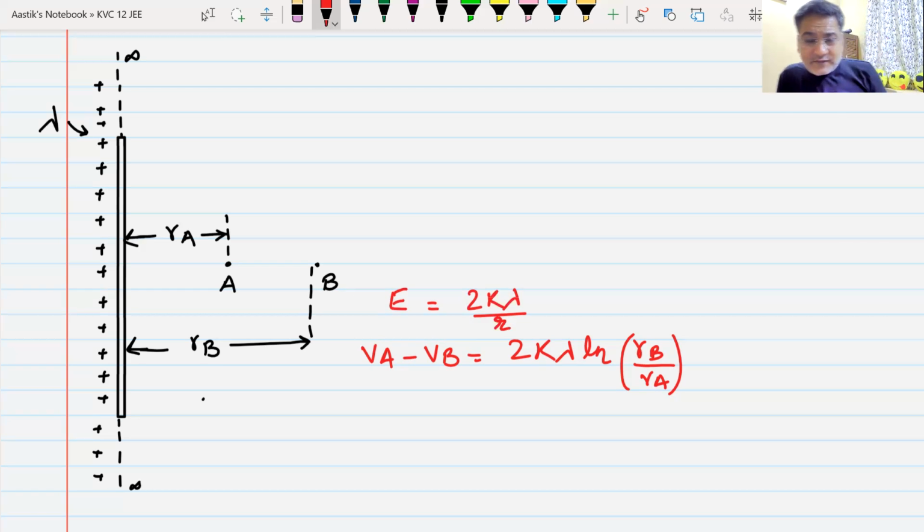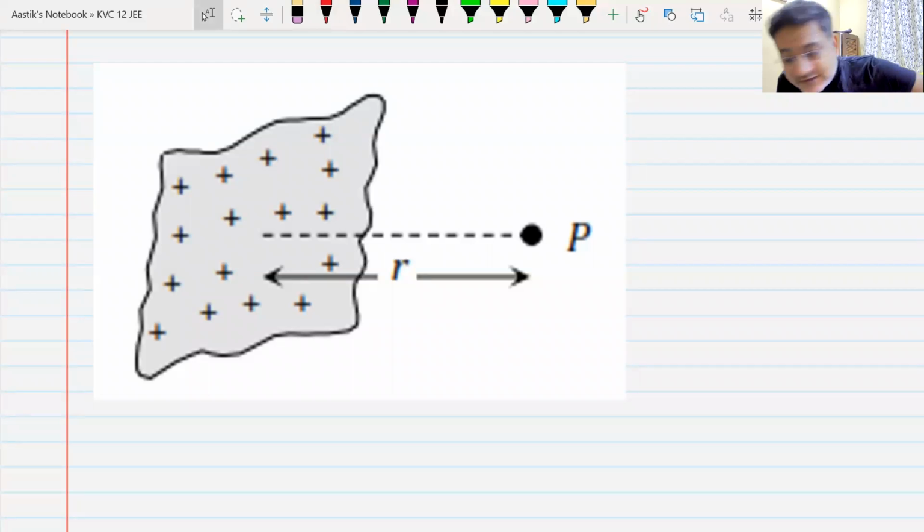Anyways, that was the first case in which you could not have a point whose potential can be taken as zero. What is the next case in which you cannot have a point whose potential can be taken as zero? Infinite sheet, because again it is infinite. And remember, infinite sheet is the only type of charge distribution that produces uniform electric field.